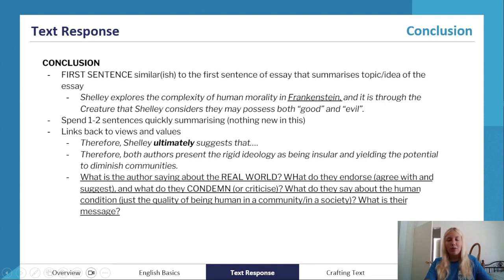Questions you can ask to come up with a really good ending views and values message are: what is the author saying about the world? What did they endorse? What did they condemn overall? What does it say about the human condition? What is their overall message through their text?